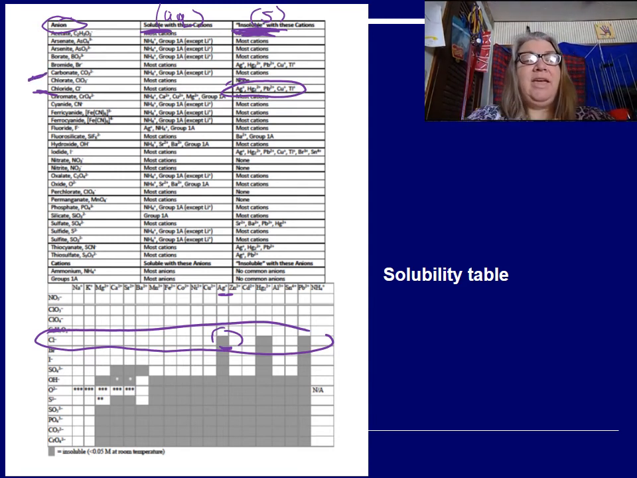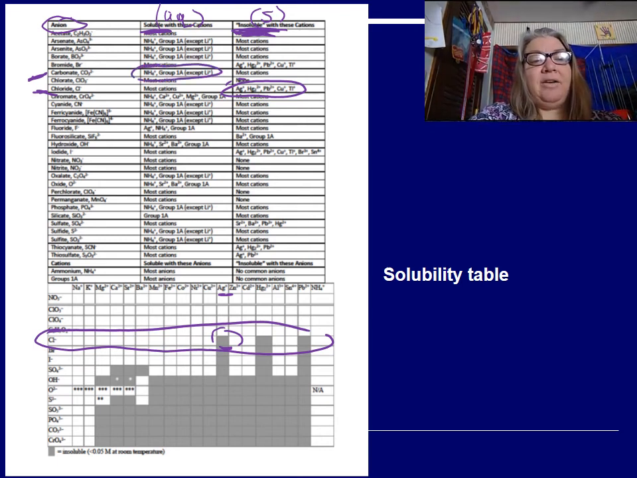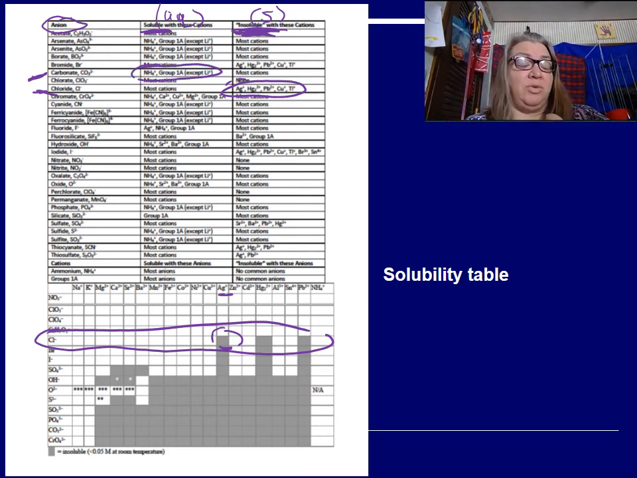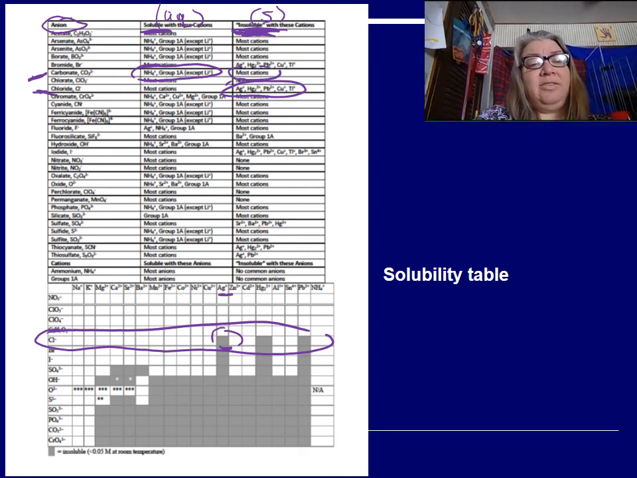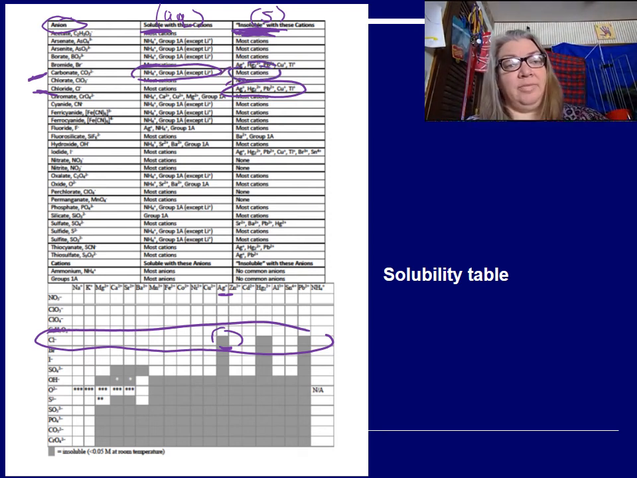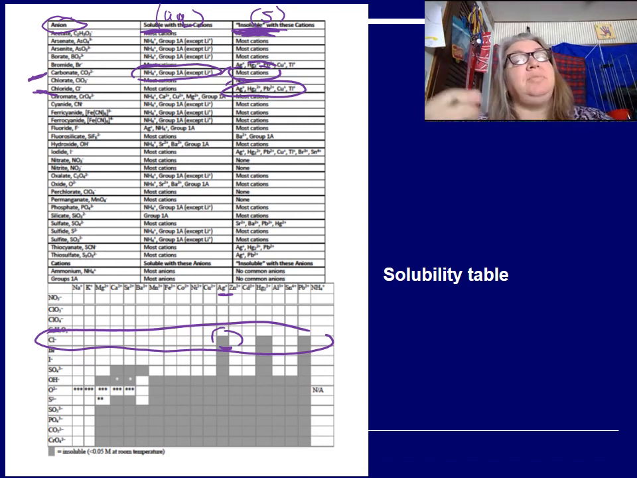With carbonate, it says if you have carbonate mixed with ammonium or anything in group 1A except lithium, so if you have it with potassium or sodium, it's likely to be soluble. Everything else is going to be insoluble. So this chart's going to be very, very useful. One other word of warning: Sapling actually has their own chart. I should probably use Sapling's chart, but this is what I have right now. So this is what we're going to be looking at on the test. For Sapling, be sure to use theirs.